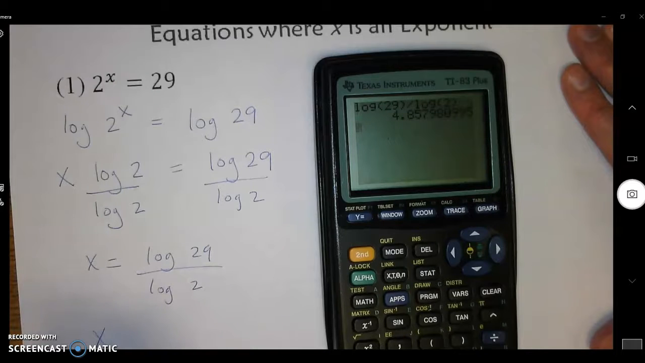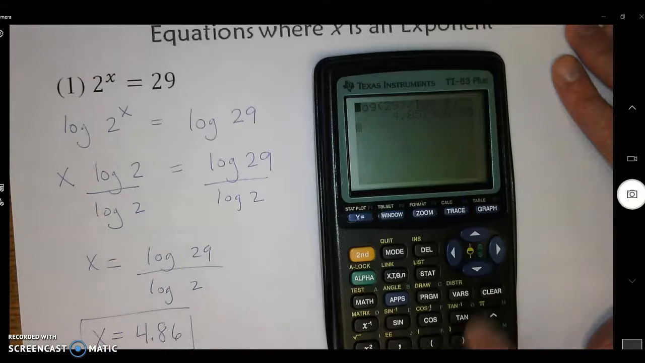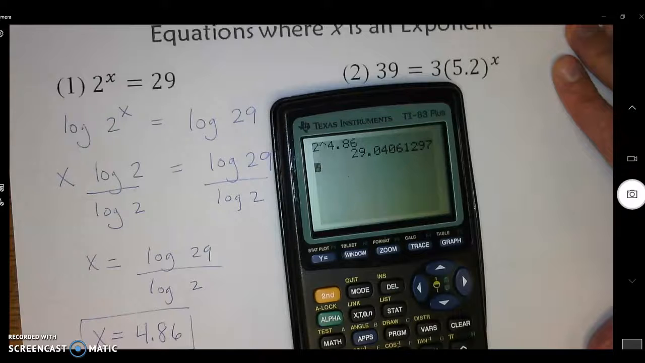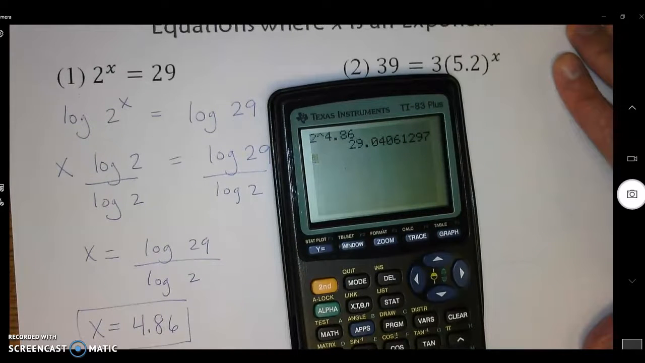And the answer is x equals 4.86, and we'll round to that. If I check my answer, 2 caret 4.86 is close to 29. If I would have taken more decimal places, my answer would have been more accurate. So the answer is 4.86.